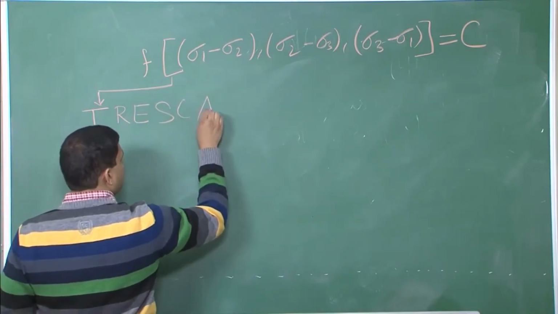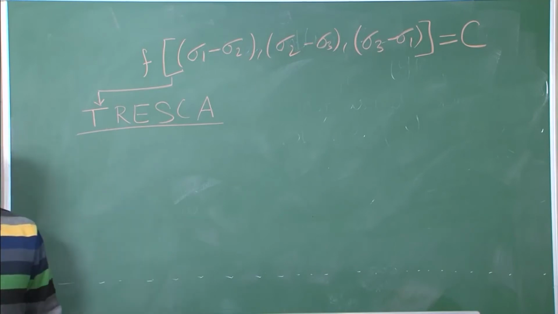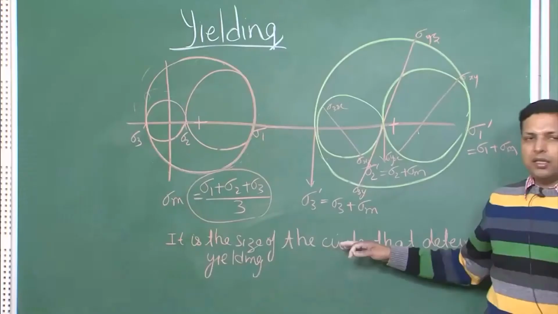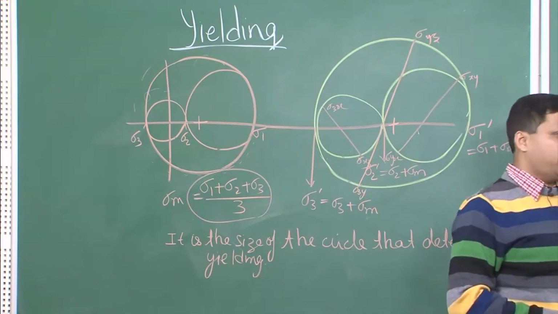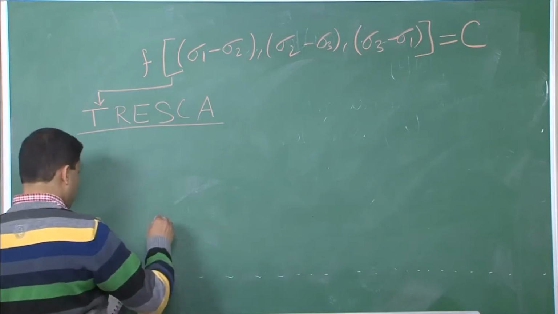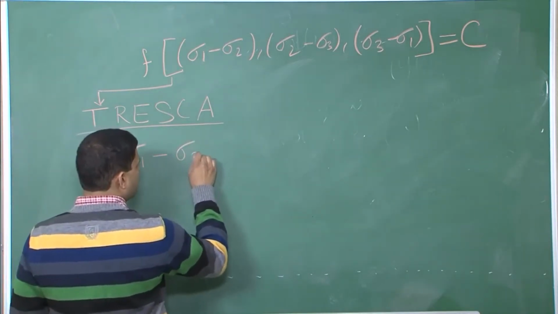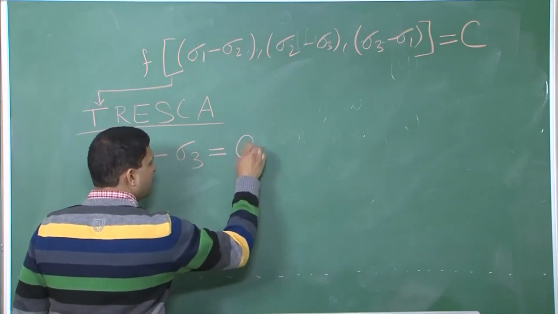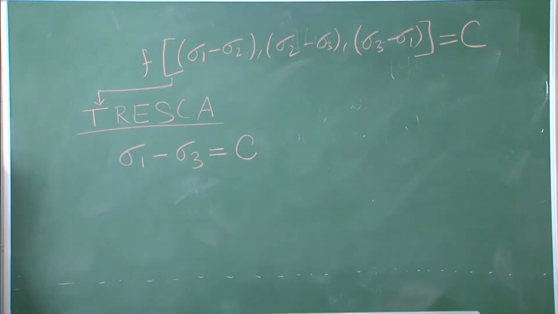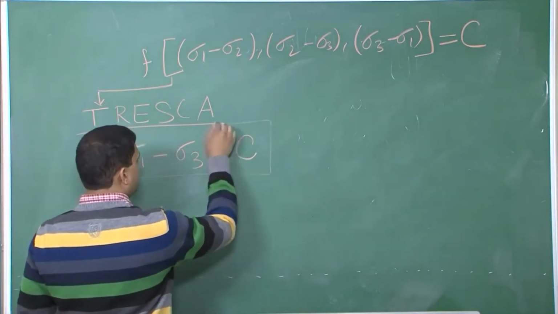and like I said, you can come up with any number of criteria, and maybe different materials will follow different criteria, as long as they satisfy the constraints and the fact that the mean stresses should not influence yielding. So, what is the Tresca criterion? The Tresca criterion says that when sigma 1 minus sigma 3 reaches a critical value C, yielding will start to take place. This is the defining equation for the Tresca criterion.